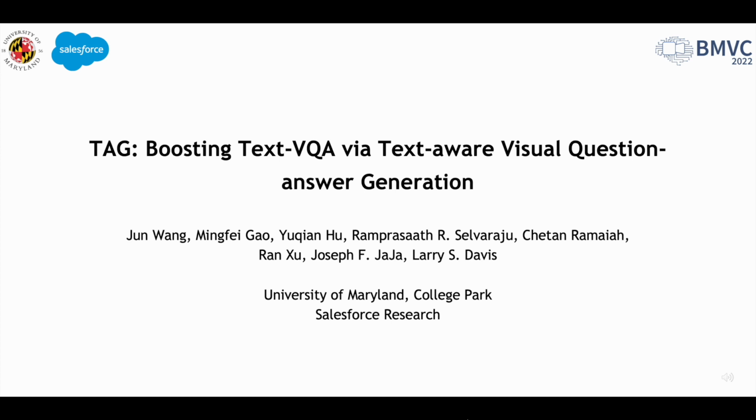In this work, we present TAG, Boosting Text VQA with Text-Aware Visual Question-Answer Generation. It is the first generative text-aware question-answer generation approach for the task of text-related VQA. This is a joint work with Salesforce Research. The co-authors are Minfei, Yu Qian, Ram, Chetan, Ran, Joseph, and Larry.